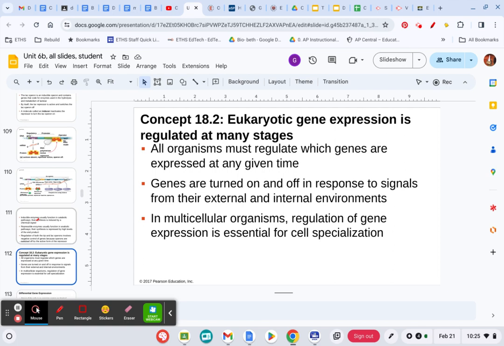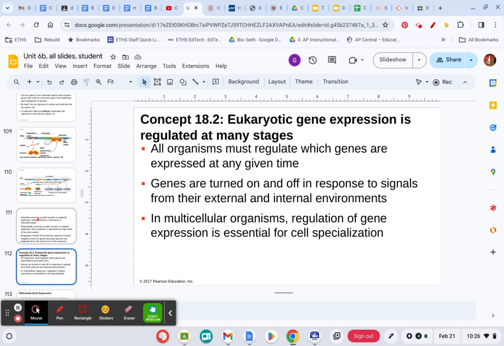Plants will regulate their genes as well. And if it's really dry out, it's not a good condition to go to flower, for example. You want to make sure that the conditions are right, because flowering is going to take a lot of energy. And the whole point of flowering is eventually the reproduction of the plant.